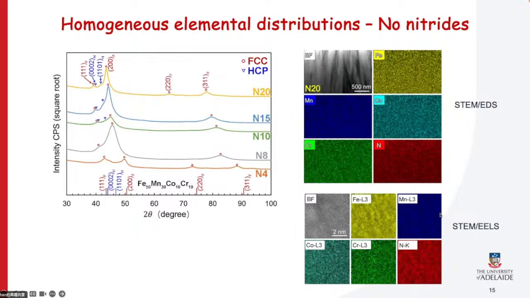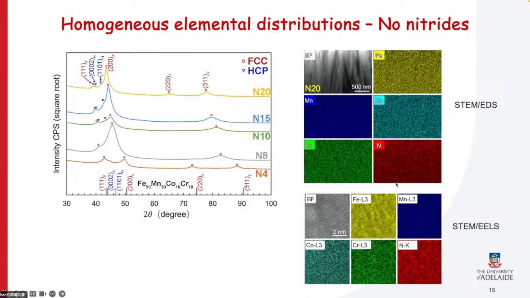But to confirm the solid solution nature, we have performed XRD, EDS mapping at micro scale, and also EELS mapping at nano scale. The EDS and the EELS were performed on the N20 sample, the sample with the highest nitrogen content. If this one doesn't show any nitride, all the others should be solid solution phase.